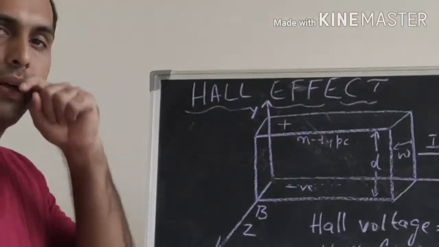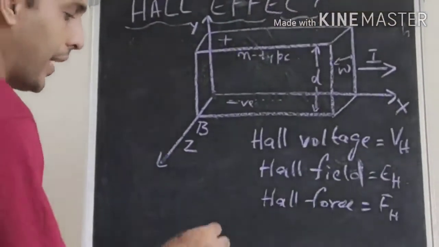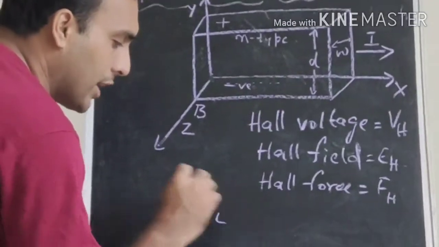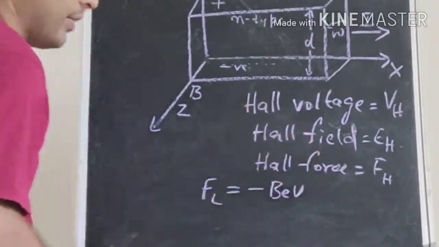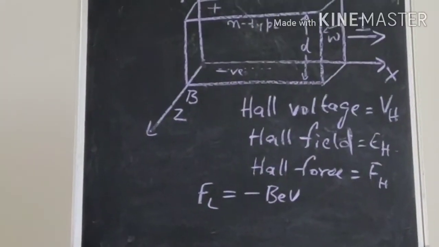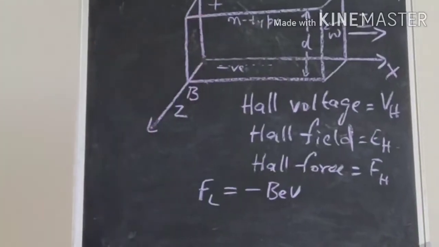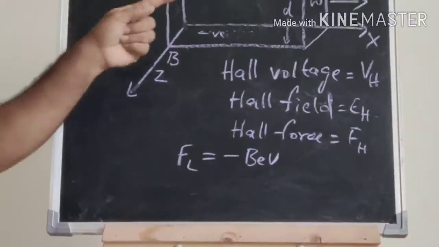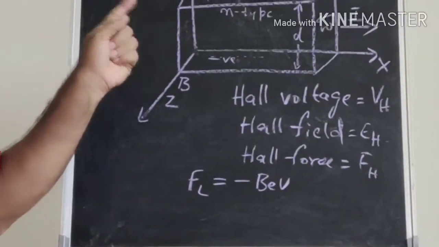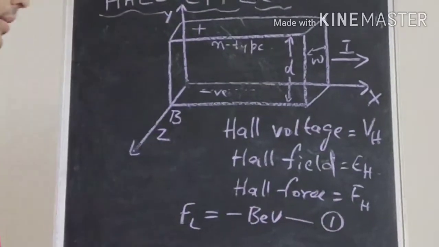And we know from Fleming's left hand rule what the Lorentz force is. The Lorentz force, denoted as FL, is equal to minus BeV. FL is equal to minus BeV, which is the force acting on the material, called the Lorentz force. Let us consider this as equation number 1.